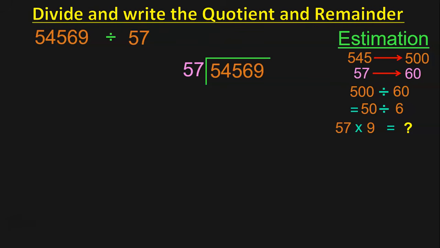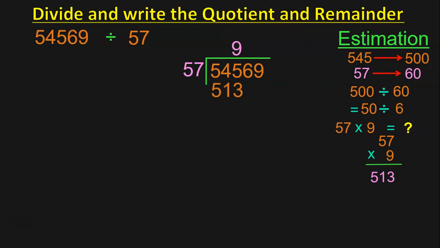6 6s are 36, 6 7s are 42, 6 8s are 48, and 6 9s are 54. So let us try what is 57 into 9 first as a quotient. Multiply 57 by 9. 9 sevens are 63, 3 carry over 6, 5 nines are 45, 45 plus 6 is 51. So I think with the quotient of 9 it should be fine. If you take 57 into 10, it will become 570, which is bigger than 545. So we are going to take the quotient to be 9.